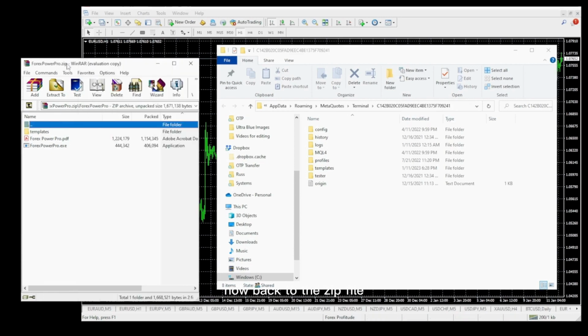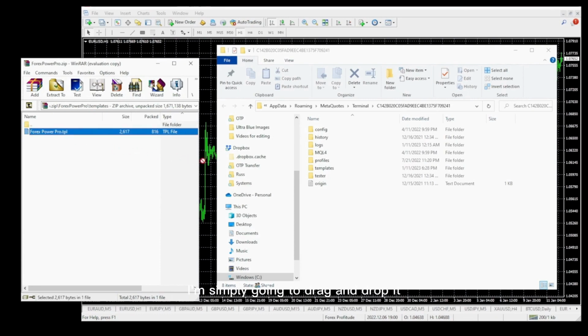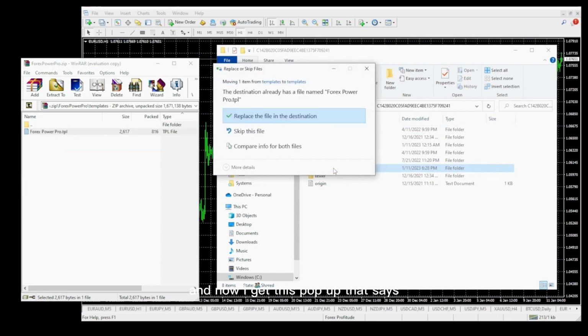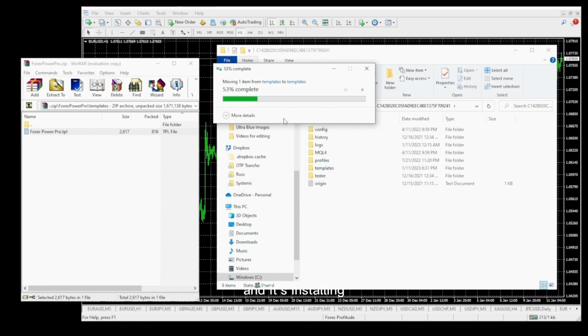Now back to the zip file, I'm going to open the templates file folder to get to that Forex Power Pro TPL file. And then from here, I'm simply going to drag and drop it into the templates file folder in the data folder. And now I get this pop-up that says replace the destination file, because we did just run through this installation process and I do have it on this platform right now. But yes, I'm going to replace the destination, and it's installing.